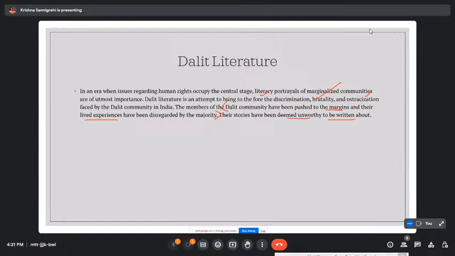So, for ages, there has been discrimination against Dalit people. For ages, Dalit writing has been relegated to the periphery. They have not been given the center stage. Their stories have not been discussed and highlighted. And as a result, this is what Dalit literature tries to do. People have in general thought that their subject or their life or the things which they do cannot be a worthy, suitable option for the representation of lived experiences.